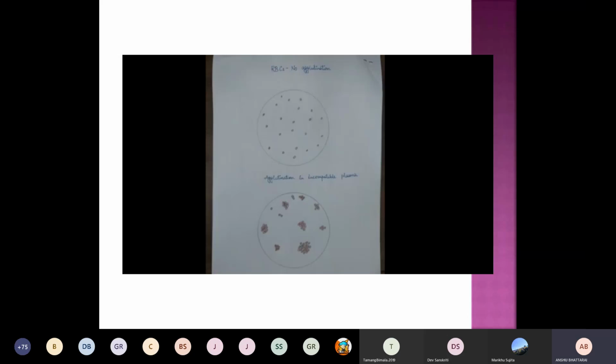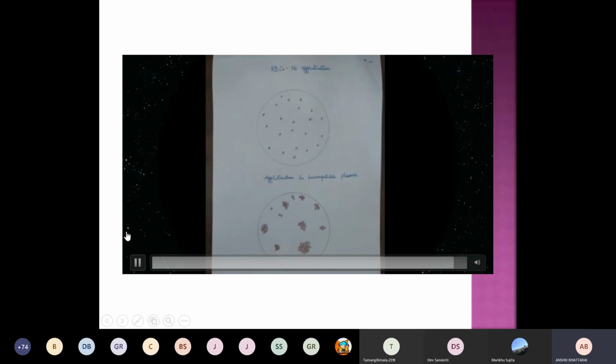If there is no agglutination, the RBCs remain separated and evenly distributed. You can see in the first diagram. And if agglutination occurs, RBCs are massed together in clumps and lose their outline. It is depicted in the second diagram. So this way we can confirm our finding.